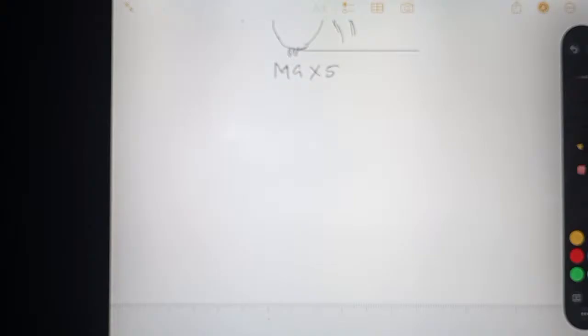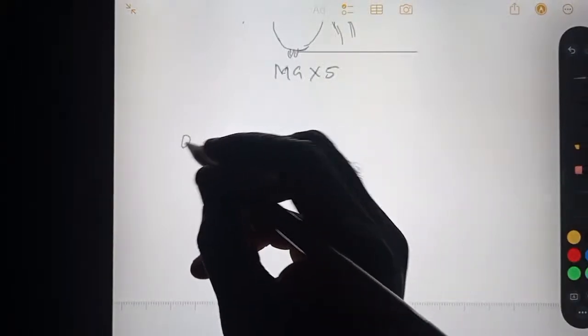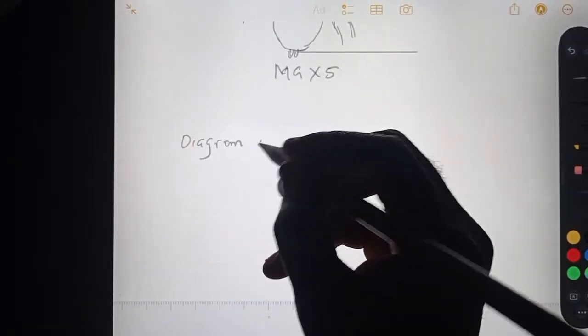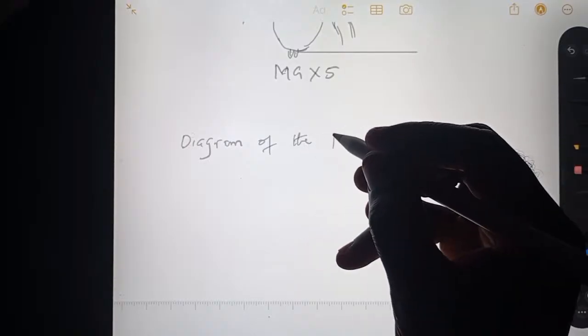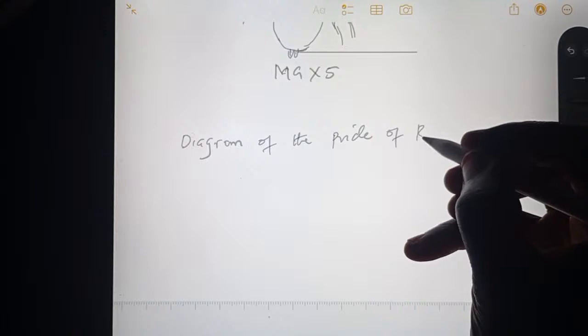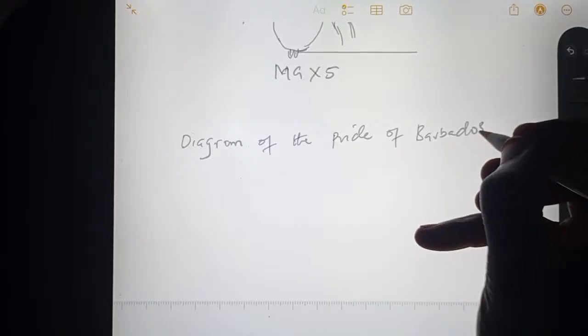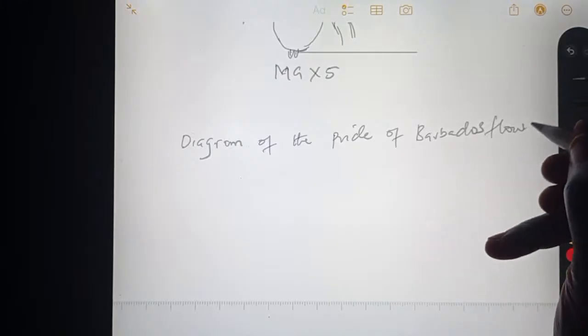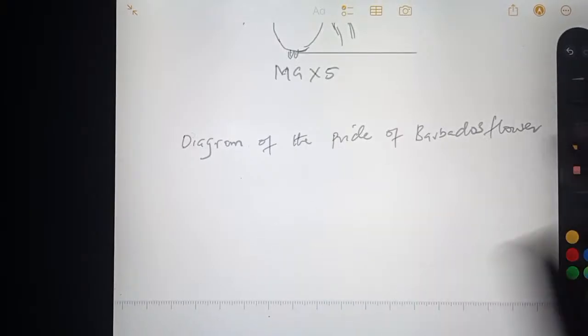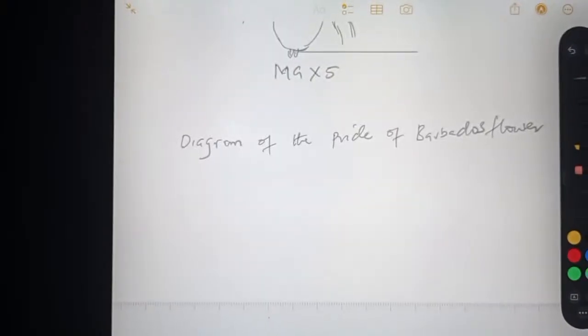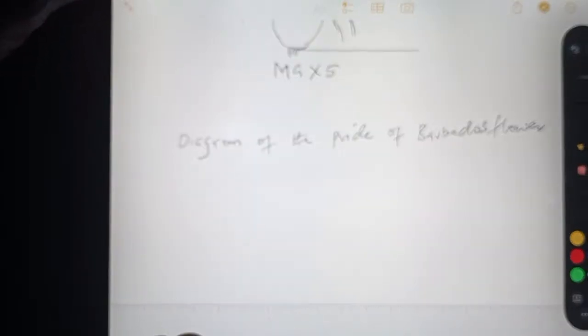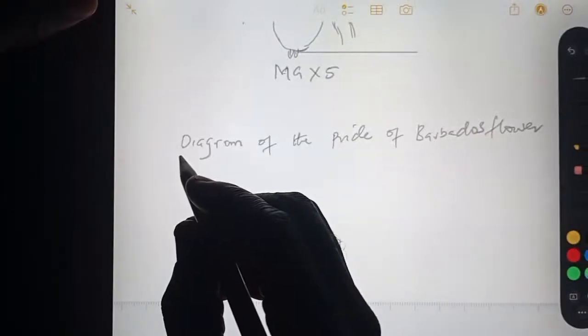Then the next specimen I will draw, apart from the ones I've shown you, let's take a look at the pride of Barbados and give you the cheat on how to go about it. Diagram of the pride of Barbados flower. They might tell you to cut it longitudinally, and that reminds me, this pride of Barbados is radially symmetrical because the floral leaves occur in 5s. The floral leaves means the sepals and the petals.